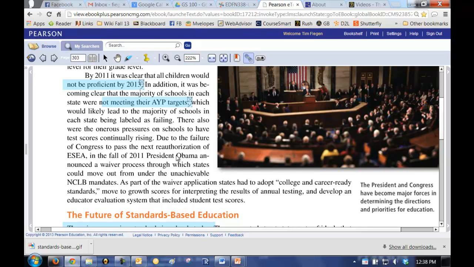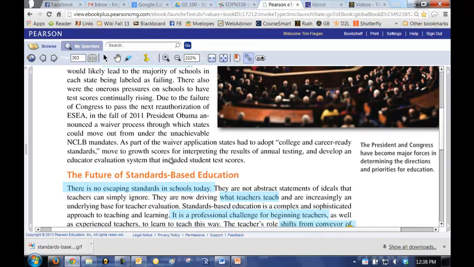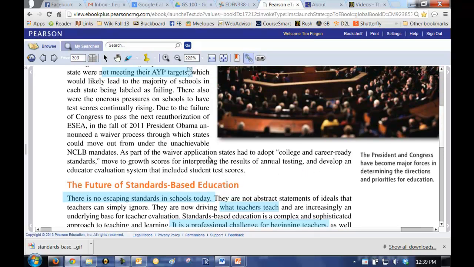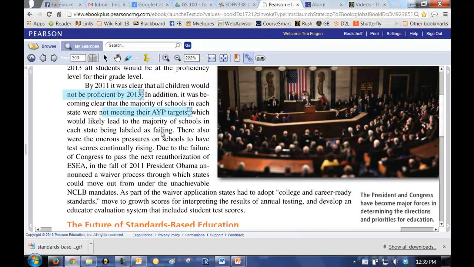Due to the failure of Congress to pass the next authorization of this, in the fall of 2011, President Obama announced a waiver process through which states could move out from under this unachievable mandate. You know what the waiver was? Common Core standards. As part of the waiver application, states had to adopt college and career-ready standards, move to growth scores for interpreting and developing an educational system. So if you would adopt, this is how they greased the way for this. If states didn't want this, but if you would adopt, we will overlook the fact that your schools are failing to meet AYP.